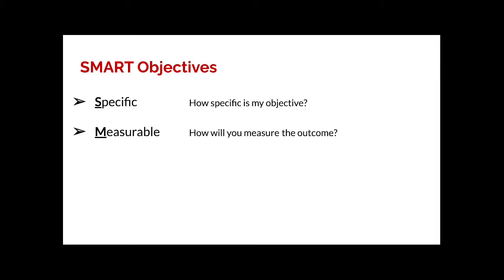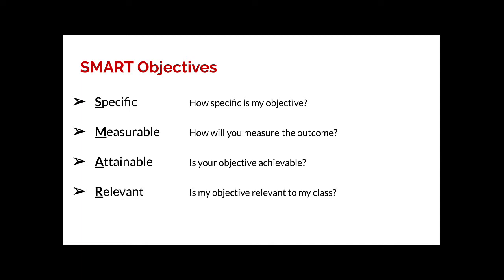M stands for measurable. How will you measure the outcome? Is your objective measurable? A is for attainable. Is your objective achievable? Will you be able to achieve the results that you want from the objective that you've written? R stands for relevant.